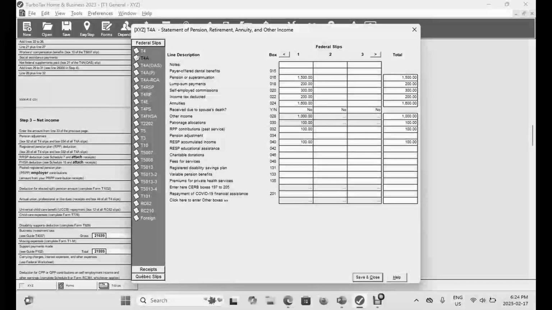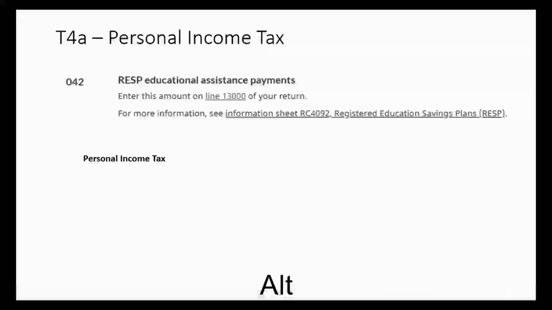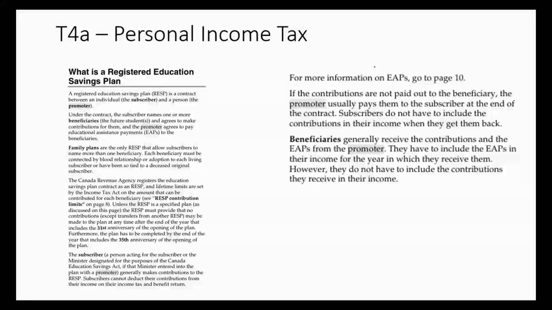Further down you have a box 42. This is RESP Educational Assistance Payment. Enter this amount on line 13,000 of your return. For more information, read RC4092. So what is a RESP plan?